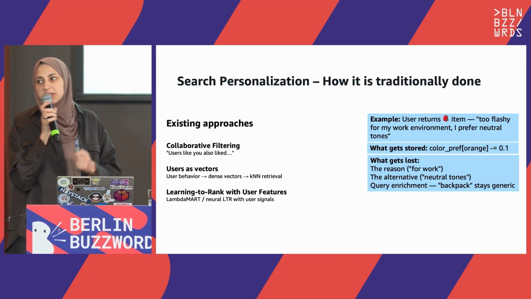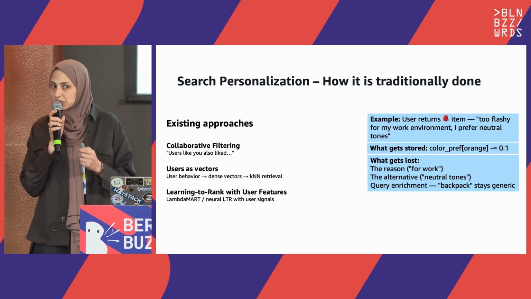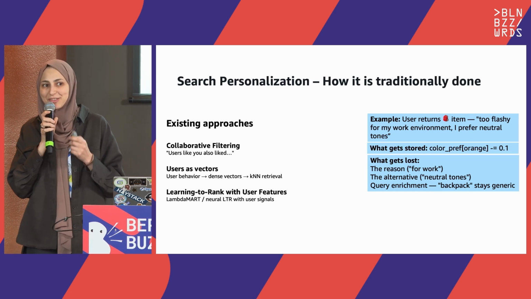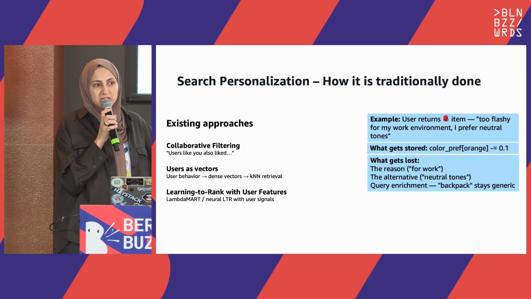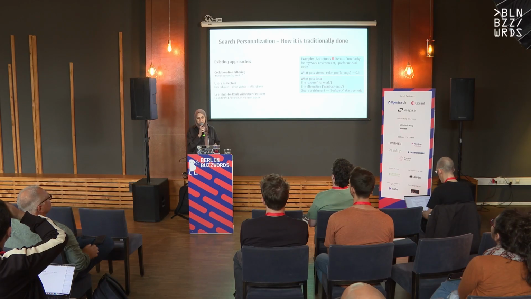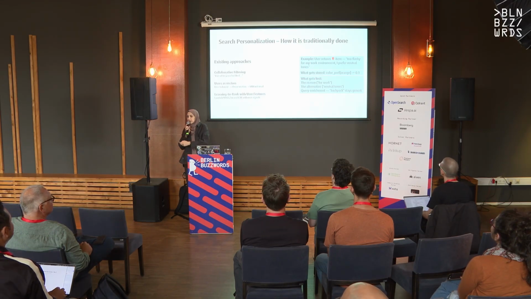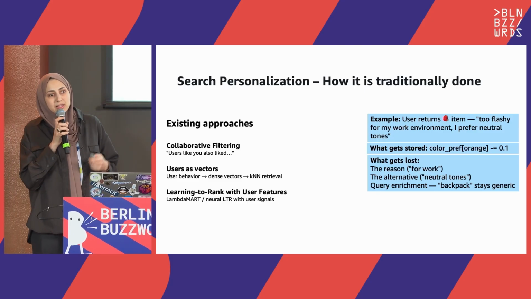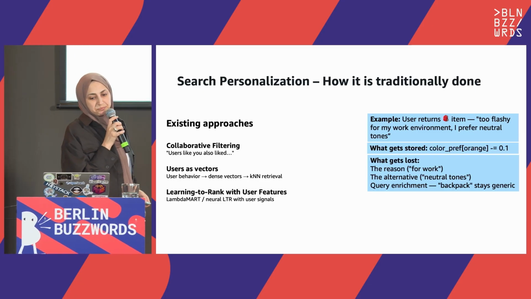We miss the reason. If this person did not like the orange color, they would not have purchased that product in the first place. Here they are saying, I don't like flashy for a work environment, so they regretted buying that item afterwards. Also, the alternatives. What are the alternatives to orange color for a work environment? Neutral tones. What are these neutral tones? And most likely, the query will stay generic for the three personas that we mentioned earlier.